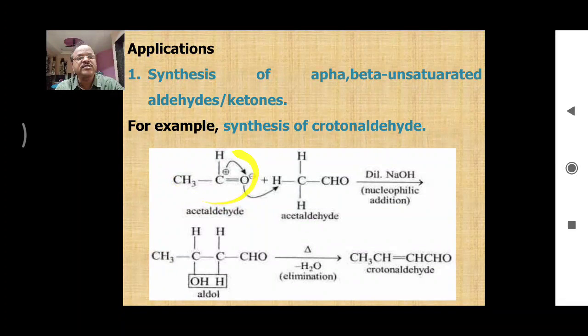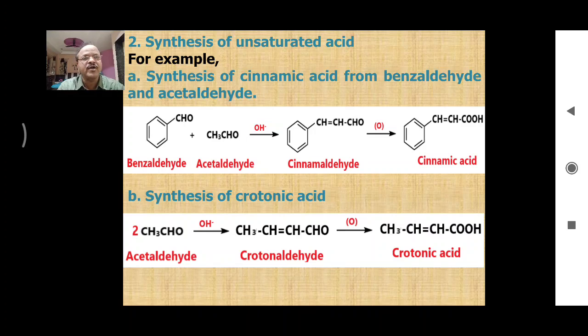So here two molecules of acetaldehyde undergo condensation in presence of NaOH, and there is formation of this aldol, beta hydroxy aldehyde. Now this OH and H eliminate in the form of water molecule, and there is a formation of this double bond between these two carbon atoms, and this is the unsaturated aldehyde, and its specific name is crotonaldehyde. So this is the application of aldol condensation.